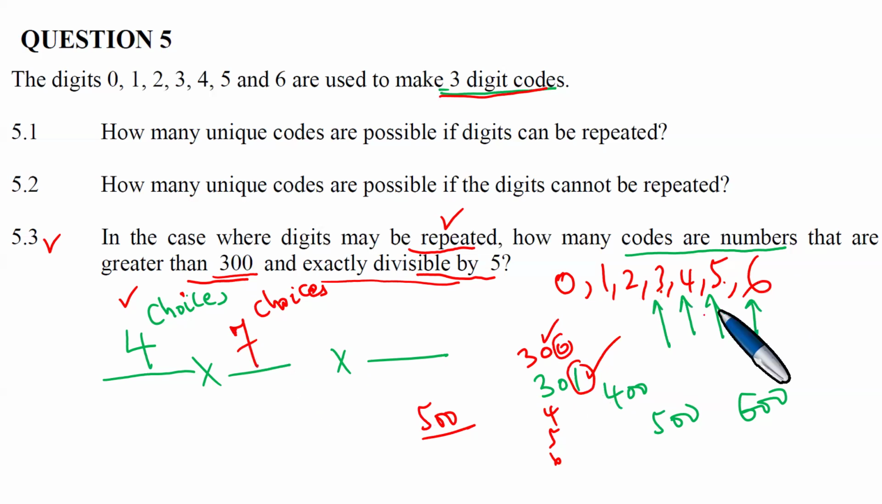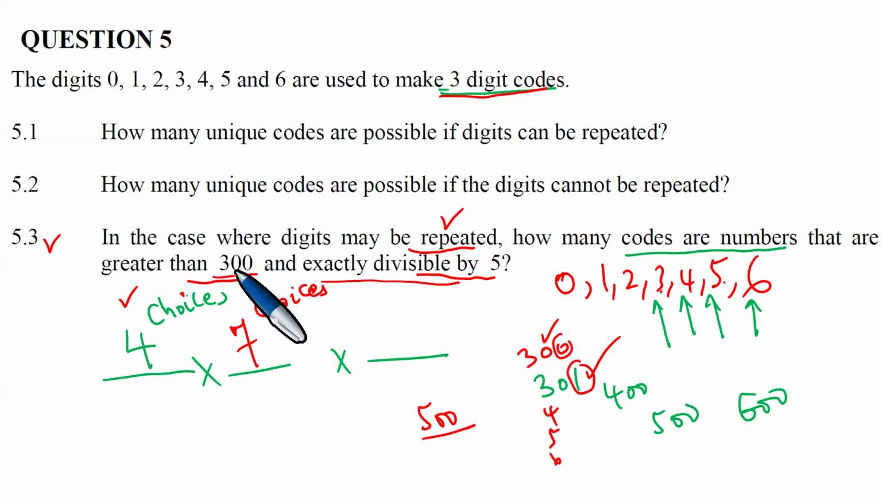7 choices. 7 choices meaning we can put 0 in the middle, meaning 301 is possible. 302, 305, 307, 308 is possible. You get the point? So it means that we have 7 choices. For the one in the middle, we can put any of the digits here, like 301, 401, 402, and so on.